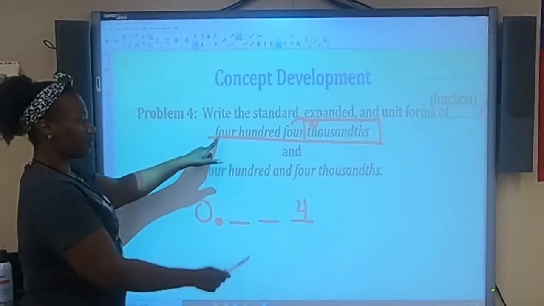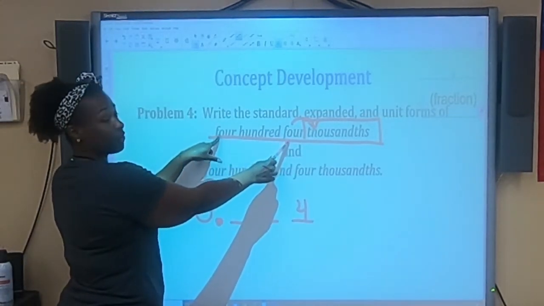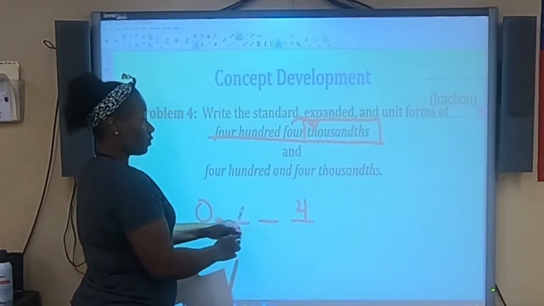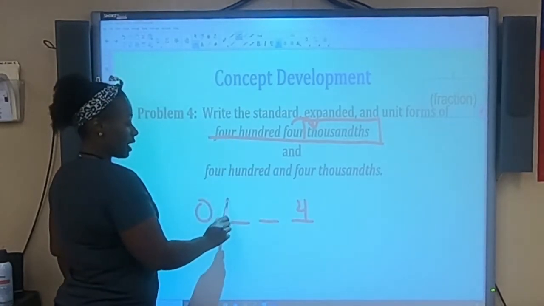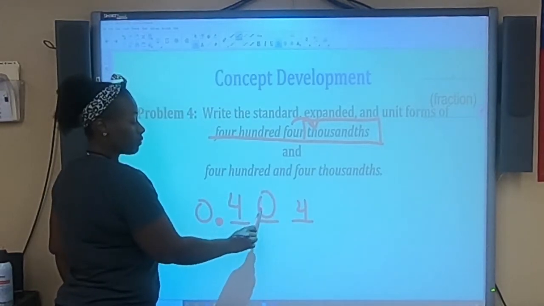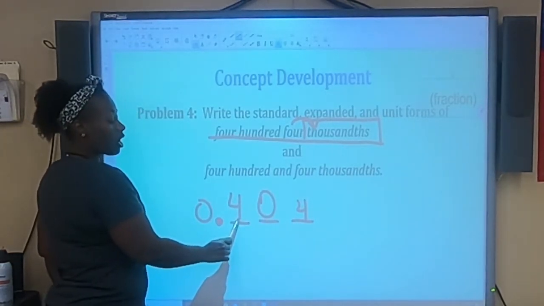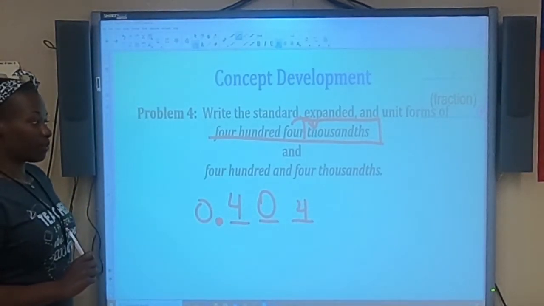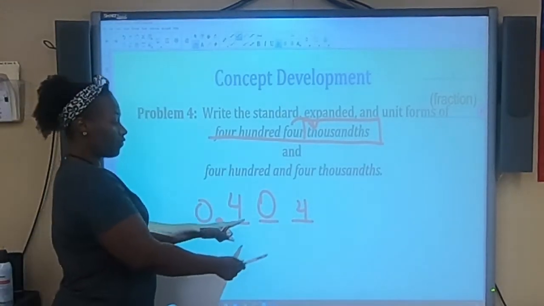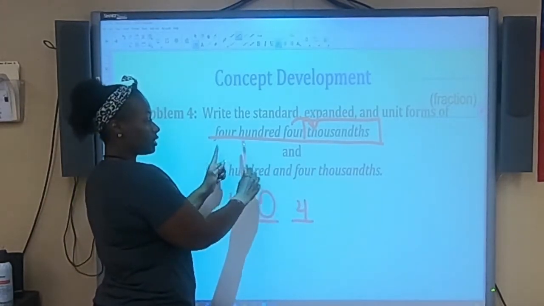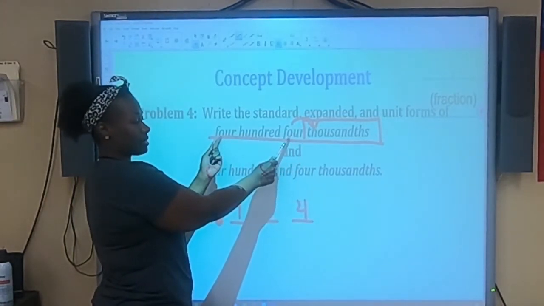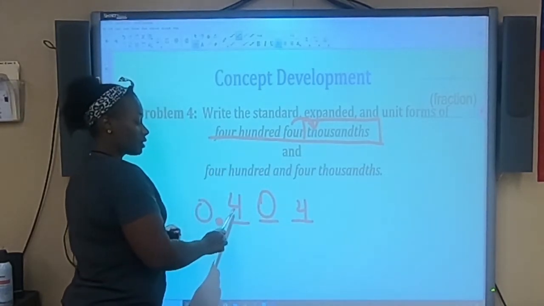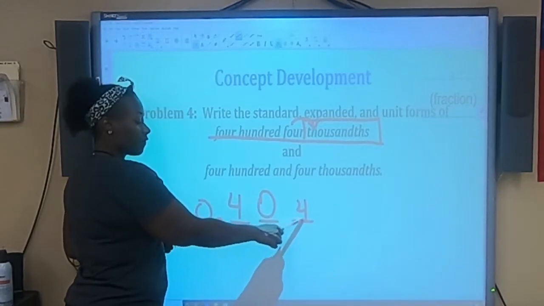Now, notice the 4 and the 4 are not side by side. Therefore, the 4 and the 4 cannot be side by side in my number. So in order for this to be 400, I need a 4 and a 0. Now I have 404 thousandths. I repeat, the reason I did not put the 4s side by side is because in the word form, they're not side by side. There's a word in the middle. So I had to put a 0 there. So that gets me to 404 thousandths.